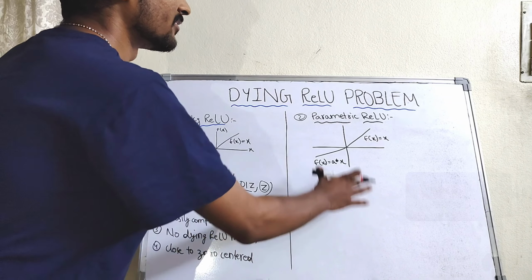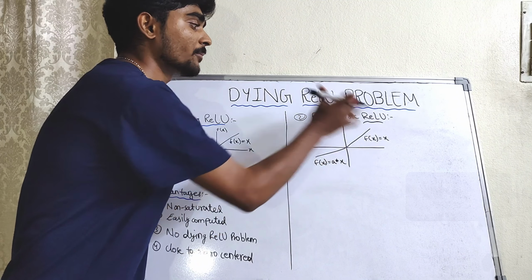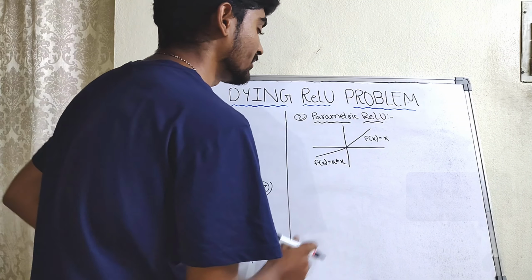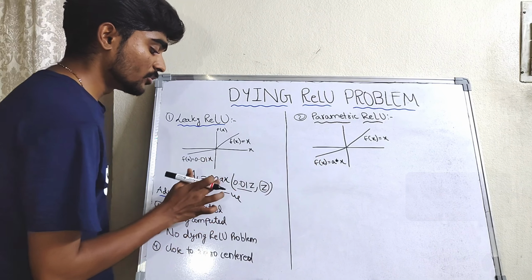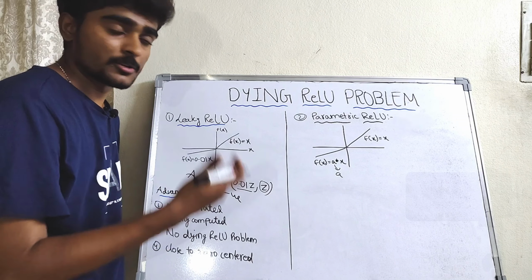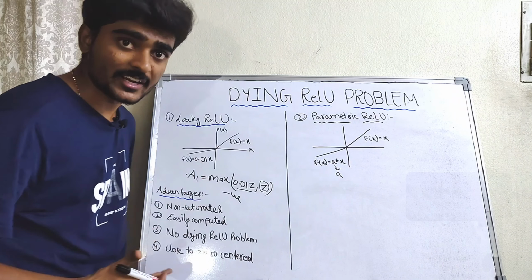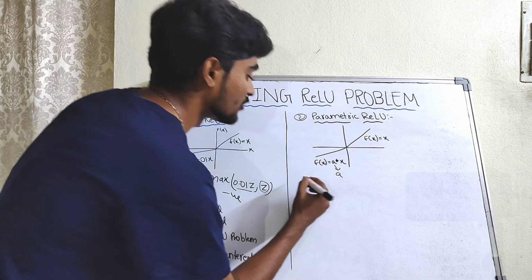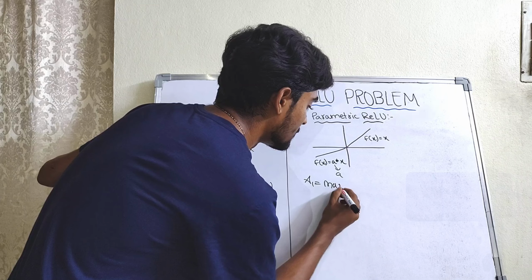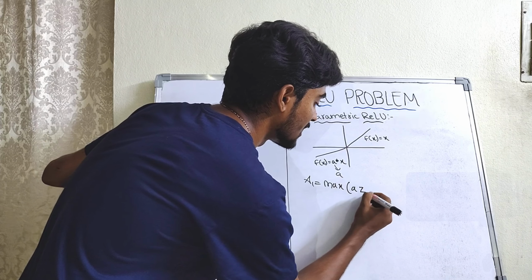Now the second activation function is parametric ReLU. The only basic difference between leaky ReLU and parametric ReLU is that instead of a numerical value 0.01, we have a parameter A. This A is a trainable parameter which gets updated at each epoch, the same as the weights. So the activation function of parametric ReLU is the maximum of az comma z.